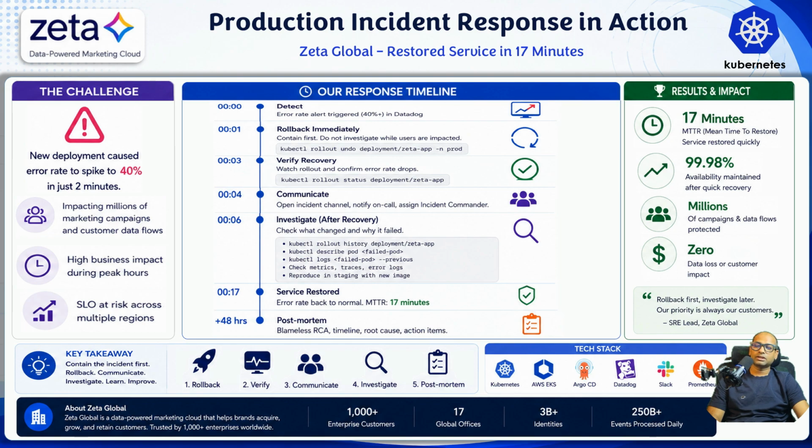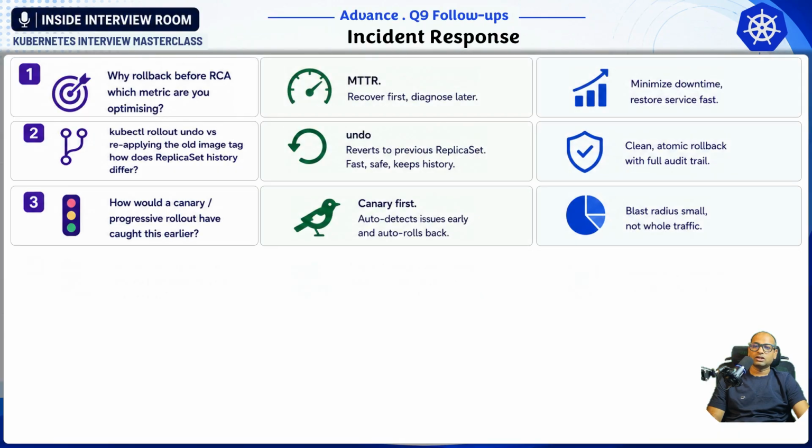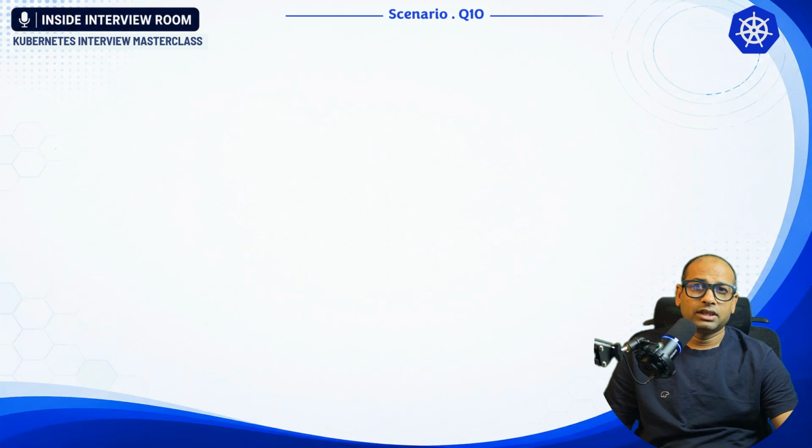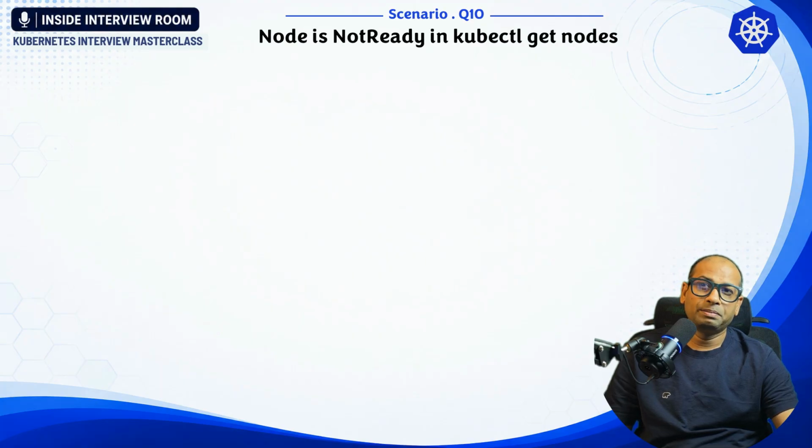Key takeaways, obviously: rollback, verify, communicate, investigate, and post-mortem. Follow-up questions and their short answers. Final question, question 10, and it's the one that separates the people who have been paged at 3 a.m. from the people who haven't.